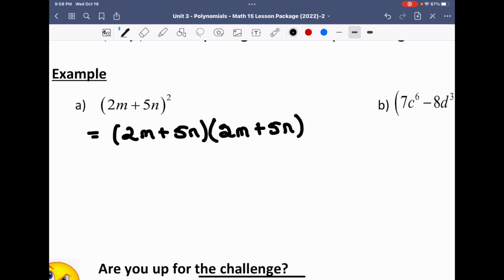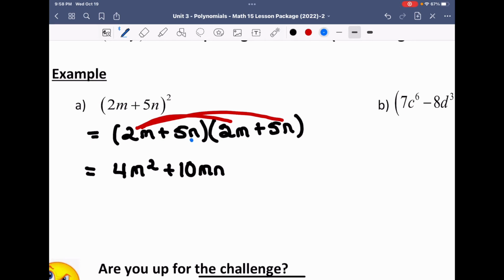And now we've just dealt with this, whether we do the box method or the FOIL method, either way, we know how to multiply two binomials together. So I'm going to FOIL this again and say this is equal to 2m times 2m, 2m times 5n. That will start me off with 4m squared. 2m times 5n is plus 10mn.